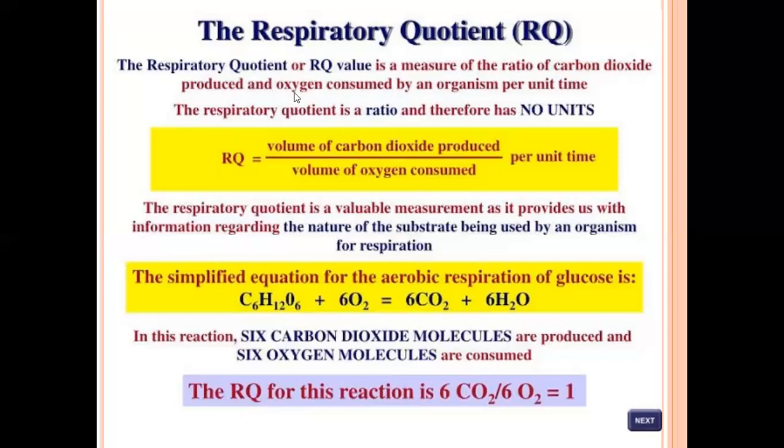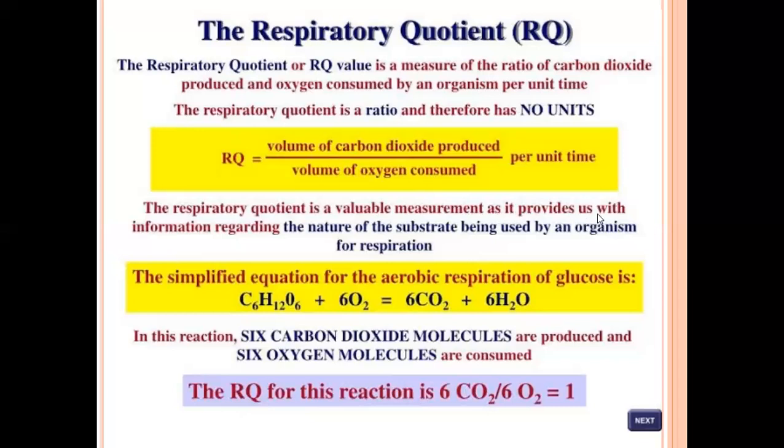The respiratory quotient or RQ value is a measure of the ratio of carbon dioxide produced and oxygen gas consumed by an organism per unit time. The respiratory quotient is a ratio and therefore has no units. Here it is: the respiratory quotient is equal to the volume of carbon dioxide produced divided by the volume of oxygen consumed per unit time.